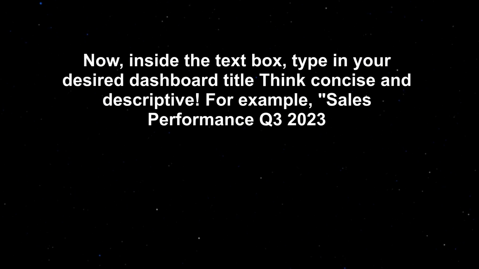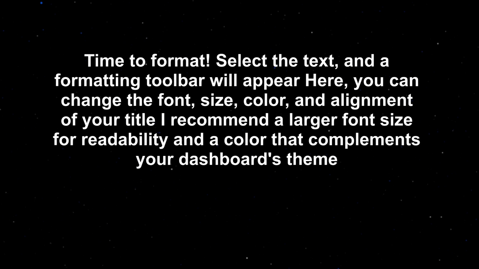Think concise and descriptive. For example, Sales Performance Q3 2023. Time to format. Select the text, and a formatting toolbar will appear here. You can change the font, size, color, and alignment of your title. I recommend a larger font size for readability and a color that complements your dashboard's theme.